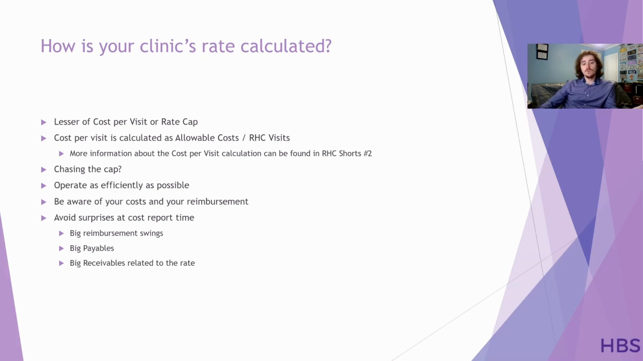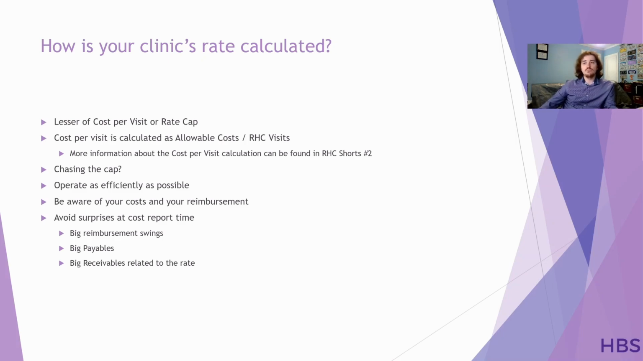In general, we just want to operate efficiently, whatever that means for your clinic. Spend what you need to spend in order to operate, but don't go chasing down expenses and actively looking to spend more money just to get a higher cost per visit, because that's only going to lead you down a bad road. What you do need to be doing is staying aware of your cost per visit and staying aware of what you're actually getting paid from your MAC for your Medicare visits. You want to stay aware of these because we want to avoid surprises at cost reporting time.